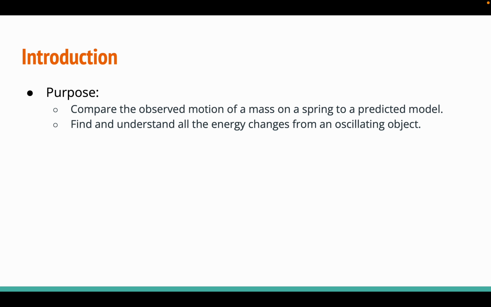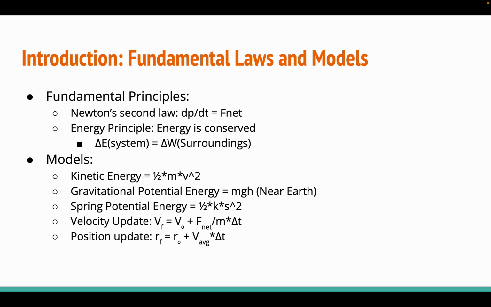For Modern Physics 1. The purpose of this lab is to compare the observed motion of a mass on a spring to a predicted model that we create in GlowScript. We also need to understand all the energy changes that happen in an object that oscillates on a spring. The two fundamental principles that we use are Newton's second law, that change of momentum over change in time equals the net force, and that energy is conserved with the energy principle.